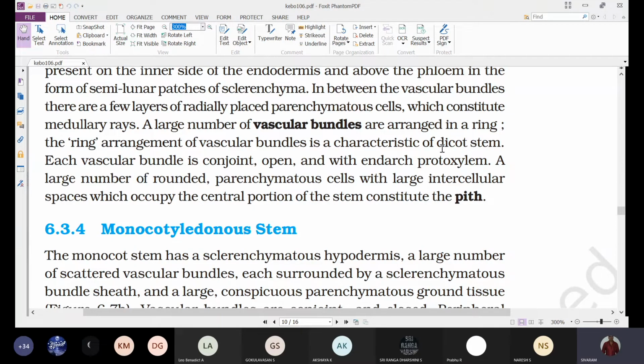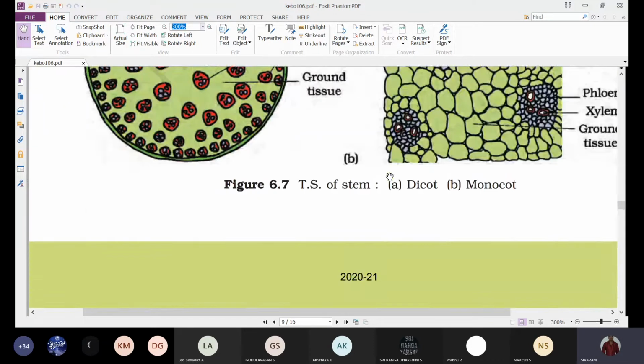And the xylem is of endarch type. That is, the protoxylem is present towards the inner side, that is towards the pith, and the metaxylem towards the cambium or phloem. Because in case of stems, the xylem is present towards the inner side, whereas the phloem is present towards the outer side in the vascular bundle, which is the characteristic feature of stem.